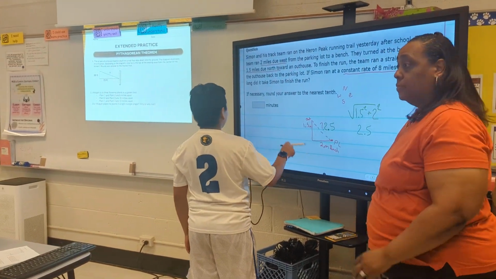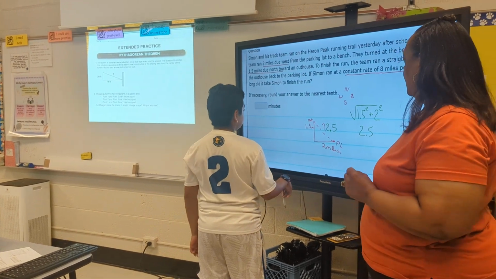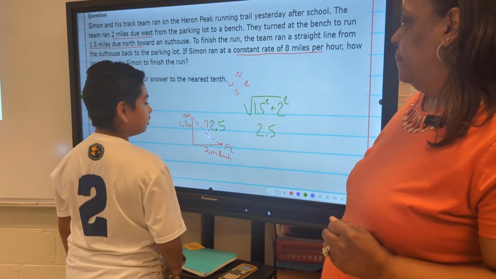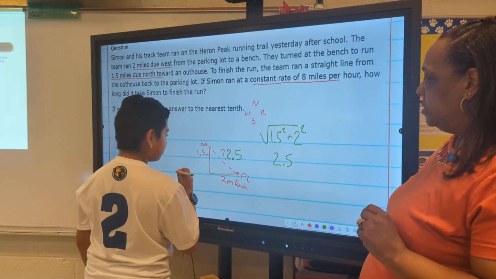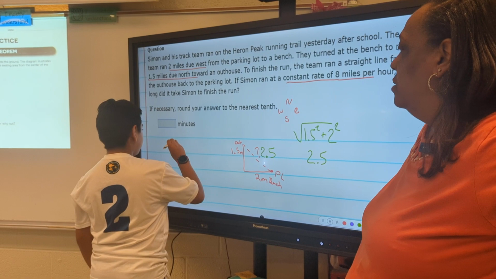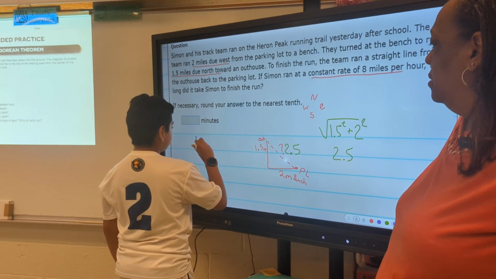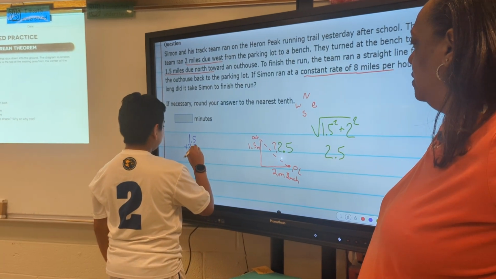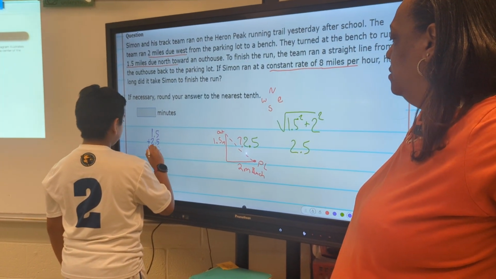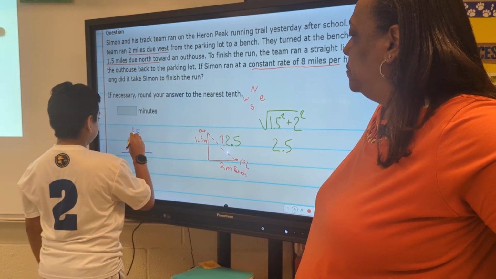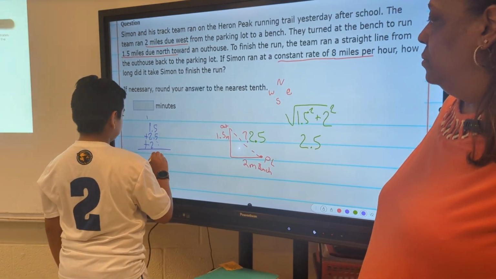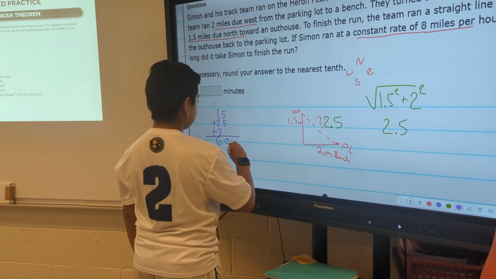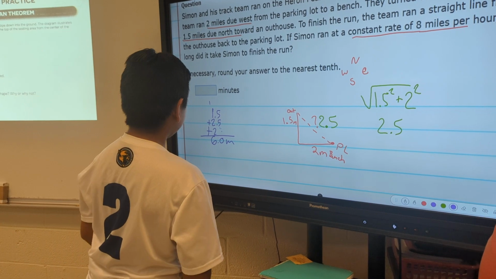So they're asking us how long did it take them to finish the run. So if they're talking about the entire run, we have to add all of these up together. Okay, very good. So you want to add all of those up first. If you add the decimal points, you get 6 miles. So that's the total, okay?